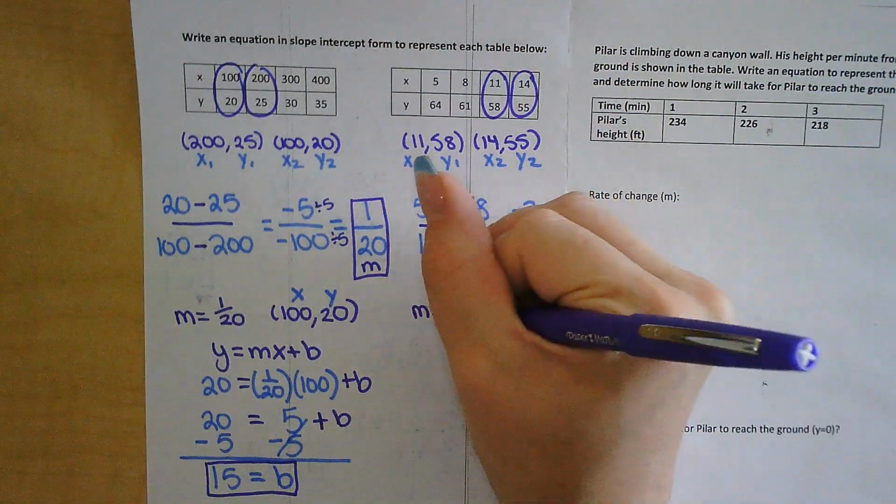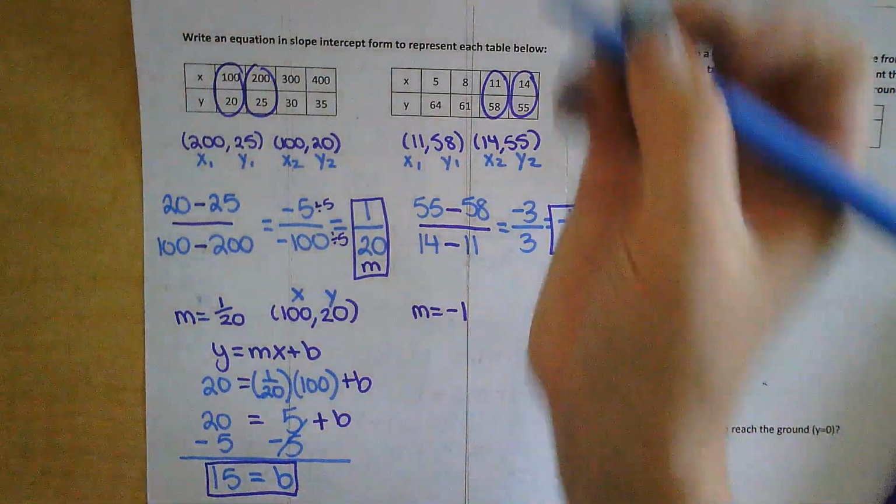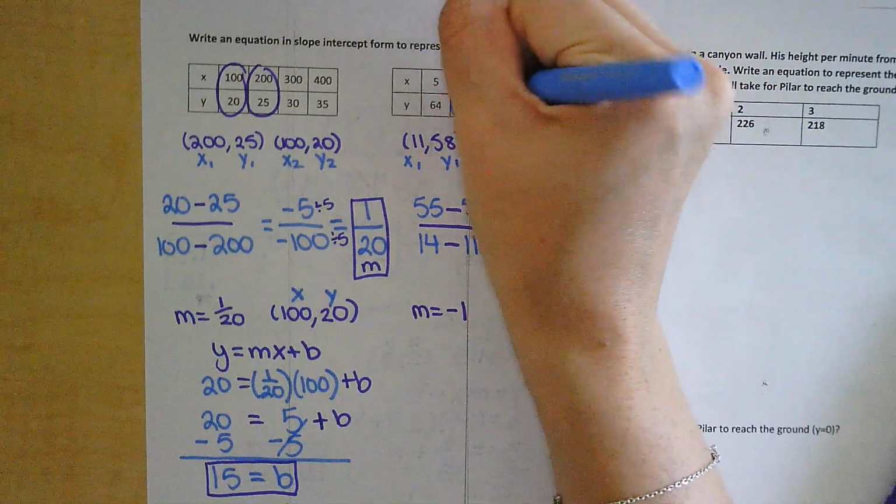So coming down here, I know my slope is now negative 1. I'm going to choose another point. Let's choose 8, 61.